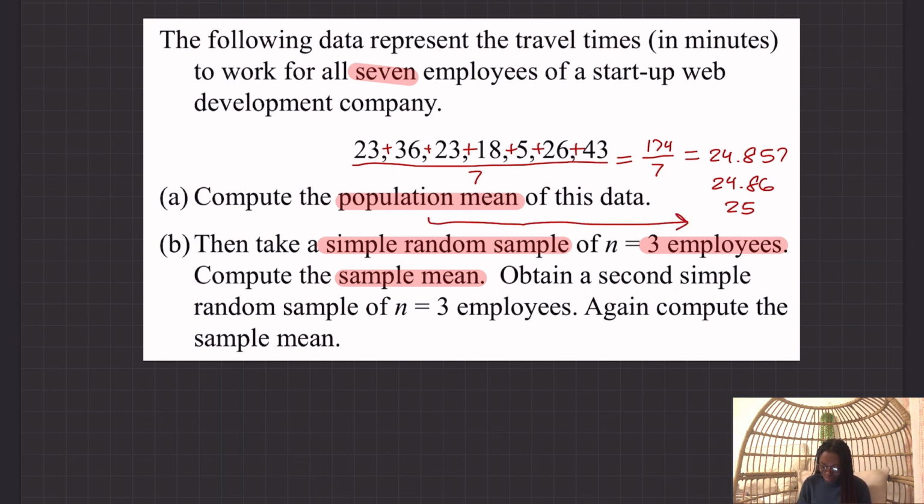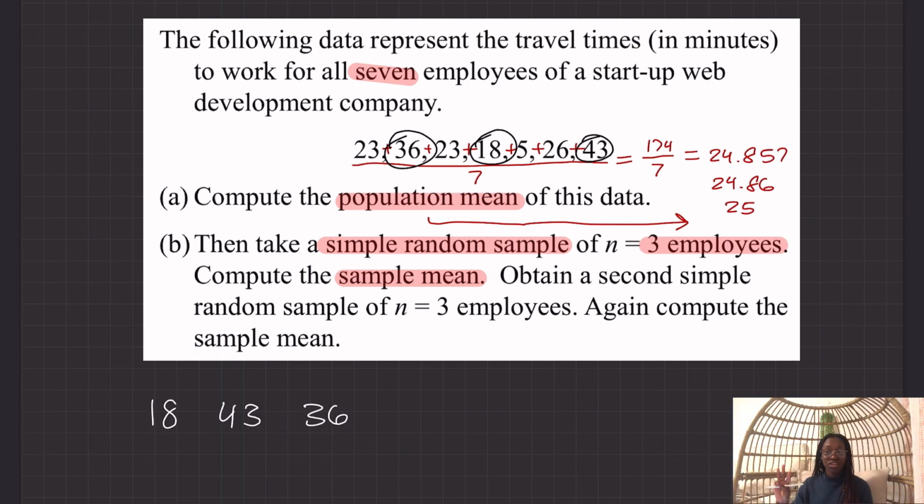And then after that, it asks us to take a simple random sample. So now we're going to find the sample mean. So we could find a simple random sample by literally just going eeny, meeny, miny, mo and picking 3 numbers. So that's what I'm going to do. I'm going to pick 18, 43, and 36, just for kicks and giggles.